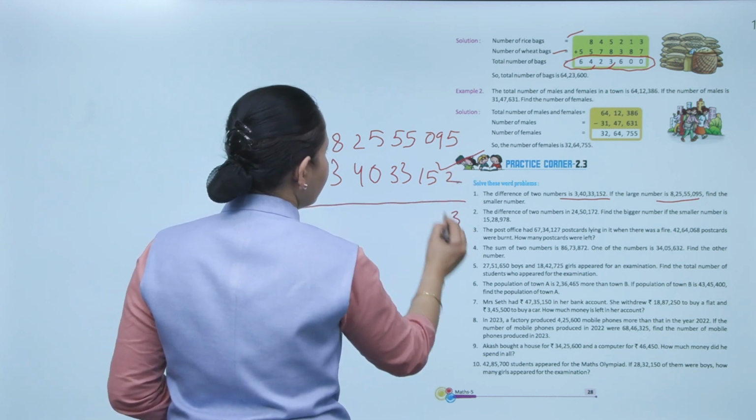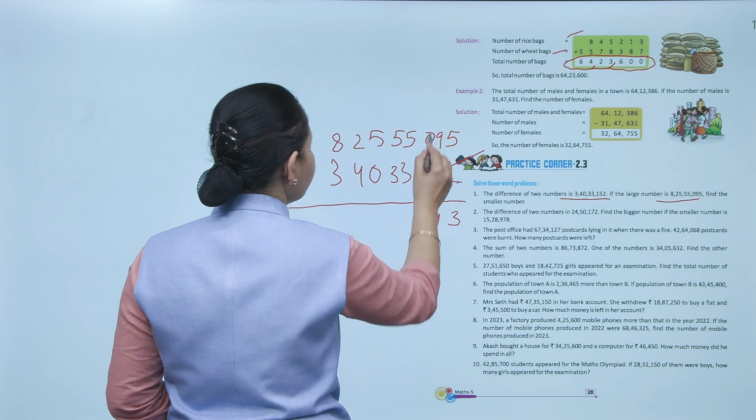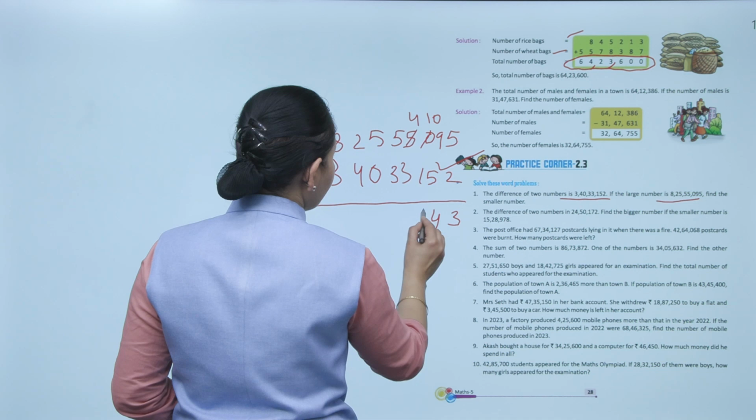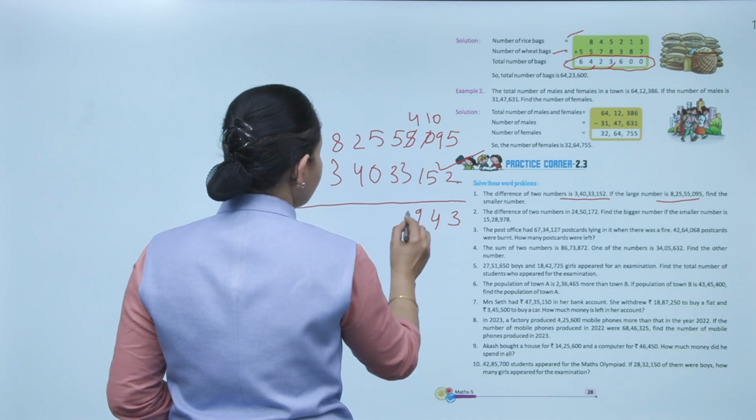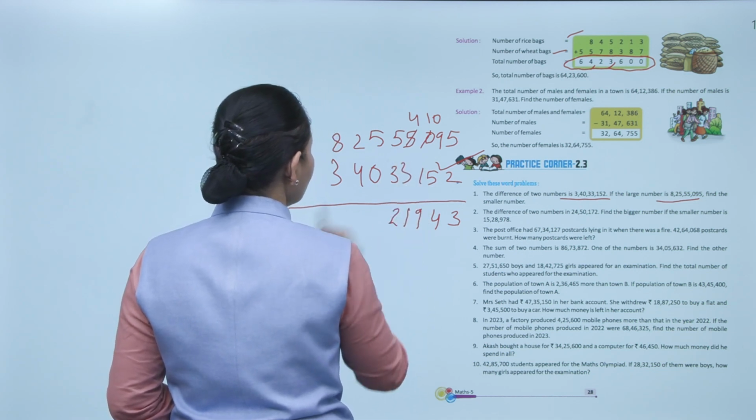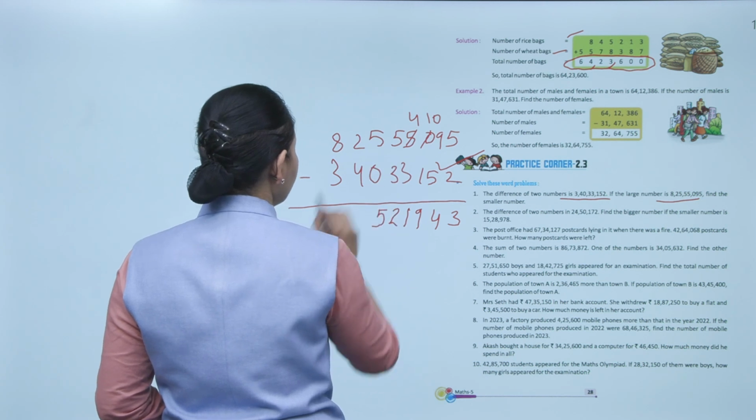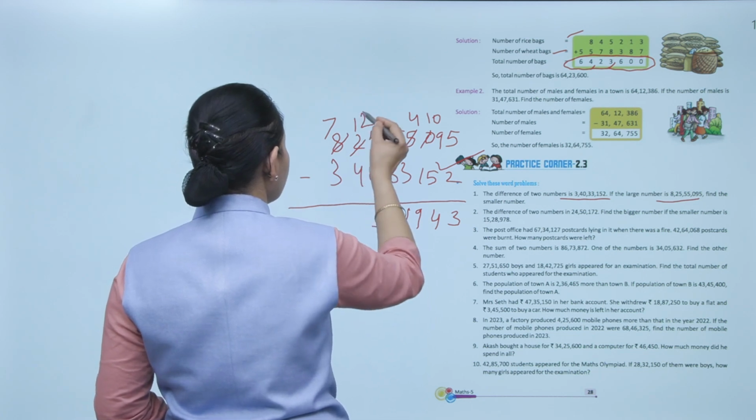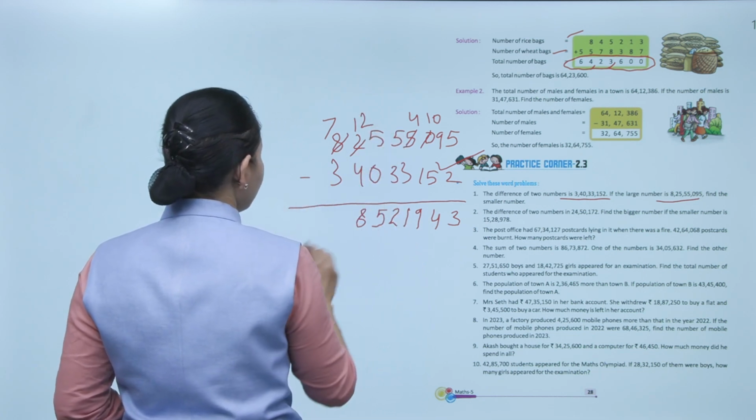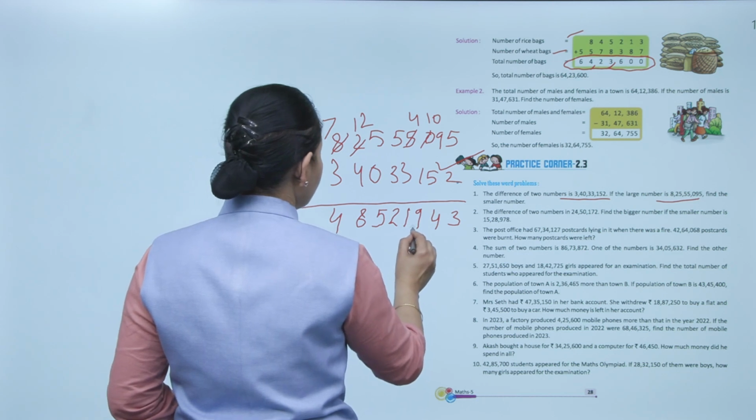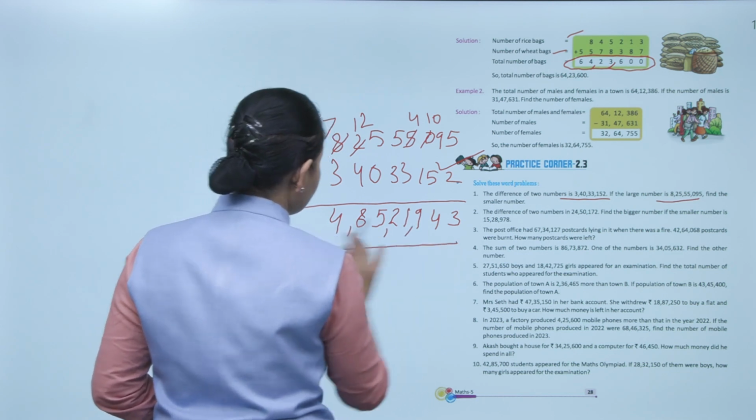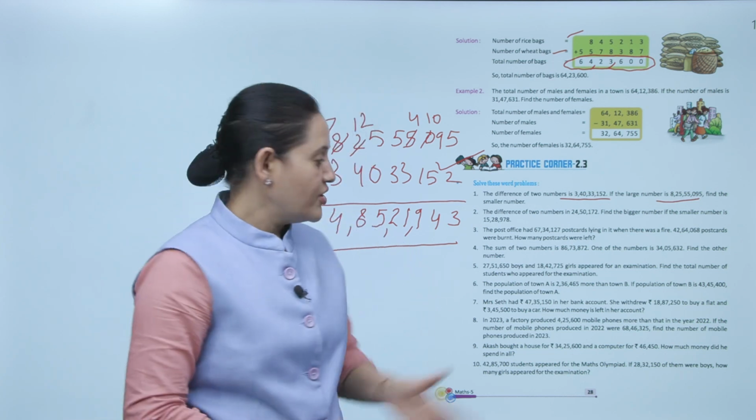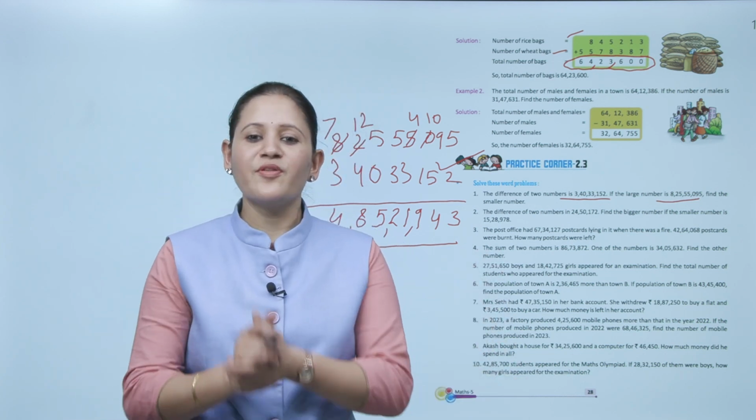Five minus 2, that is 3. 9 minus 5, that is 4. 10, and it becomes 4. So 10 minus 1, that is 9. 4 minus 3, that is 1. 5 minus 3, that is 2. 5 minus 0, 5. It becomes 12 and 7. So 12 minus 4, that is 8. 7 minus 3, that is 4. So the smaller number is 4,85,21,943. Clear? So you have to practice all the questions of this exercise. We'll move to the next topic.